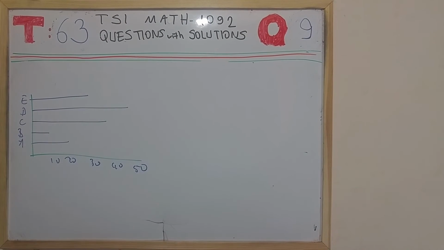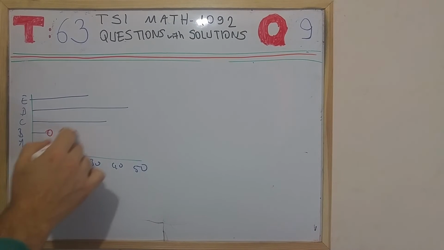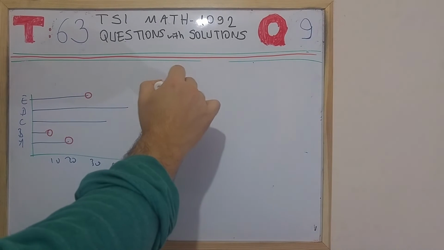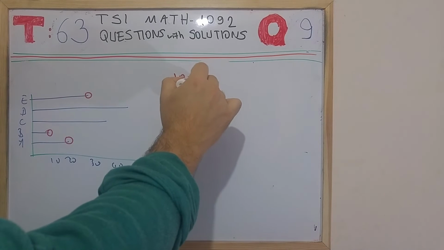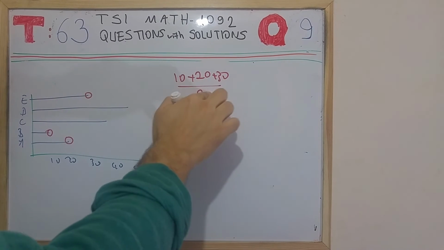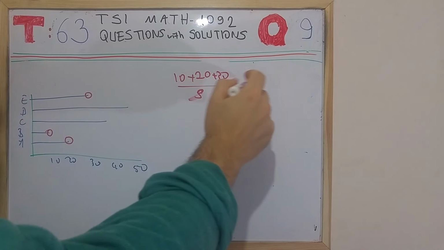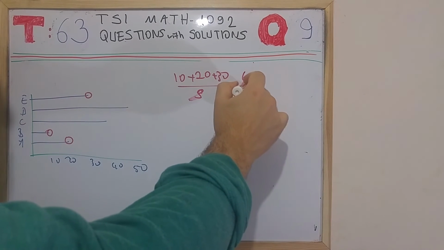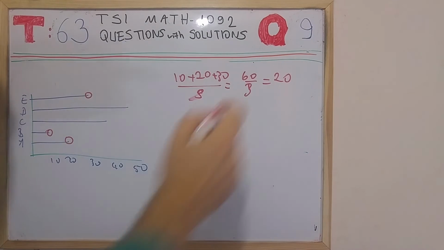The least paper-consuming 3 schools are A, B, and E. That is 10 plus 20 plus 30 divided by 3 is their average, which makes 60 over 3. That is equal to 20.